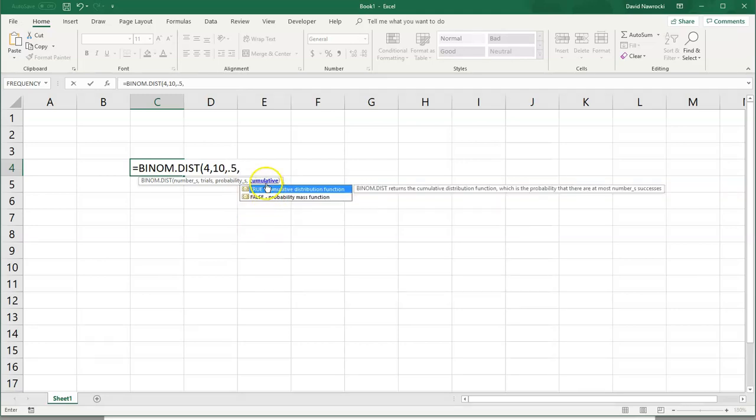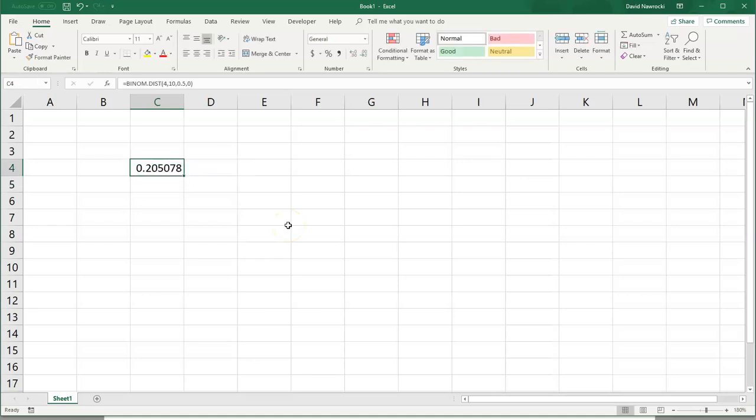And for the last argument, that can either be 0 or 1. In this case, we want it just to be 0. 1 would give us a cumulative probability distribution. And there's our answer, 0.205. Now let me talk a little bit about that last argument.